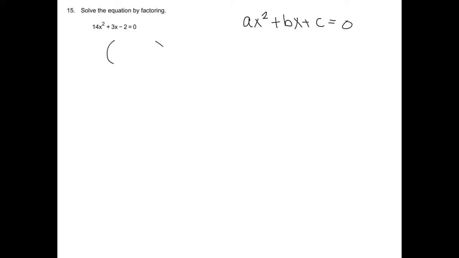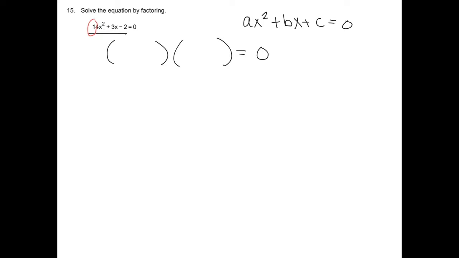So we can set up our two parentheses and set the equation equal to 0. Now we want to find the binomials that will go in each parenthesis, and when we multiply the parentheses together, we should get this original quadratic equation. Now, if you'll notice, this equation has a 14 next to the x squared term. This means that we'll do an added step than what we did in the previous problem.